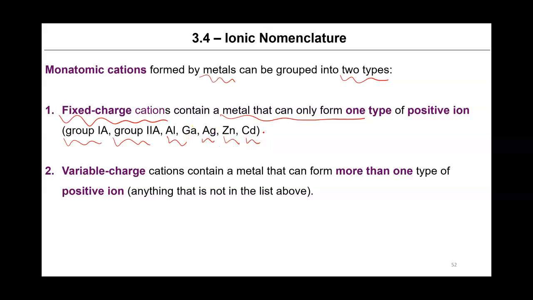The other kind of monoatomic cation are what we call variable charge cations, and they contain a metal that can form more than one type of positive ion. And basically they're anything that's not in the list above, and most of these are found in the B groups of the periodic table.